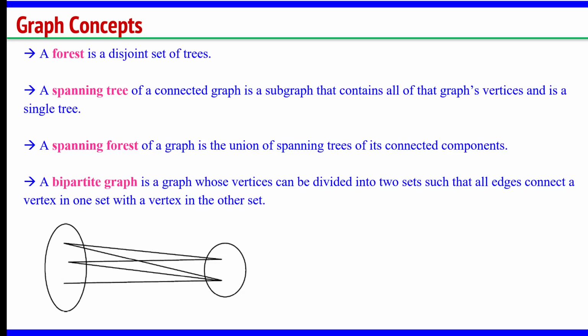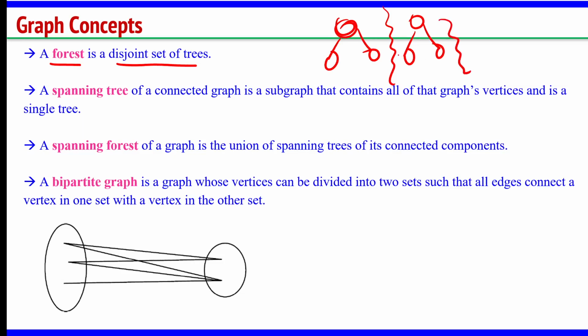Next, these are a few graph terminologies which we will be covering quickly. A forest is a disjoint set of trees. So many trees together, like this one tree. Disjoint means they are not joined together, there is no connection between them. This set of trees is called a forest.